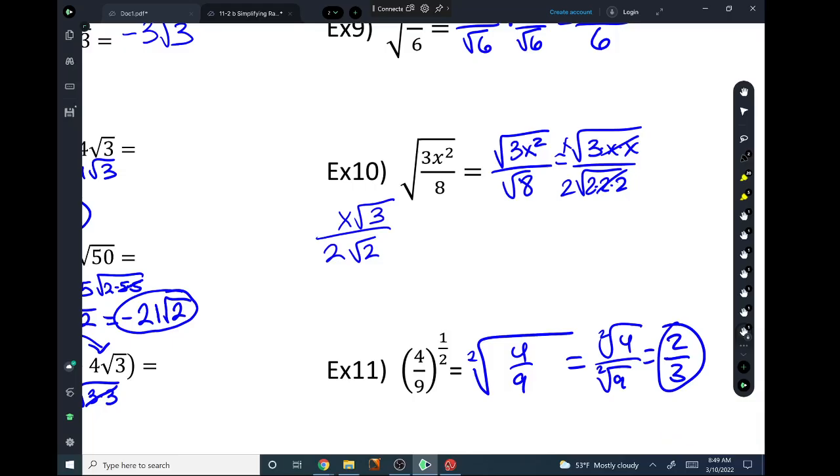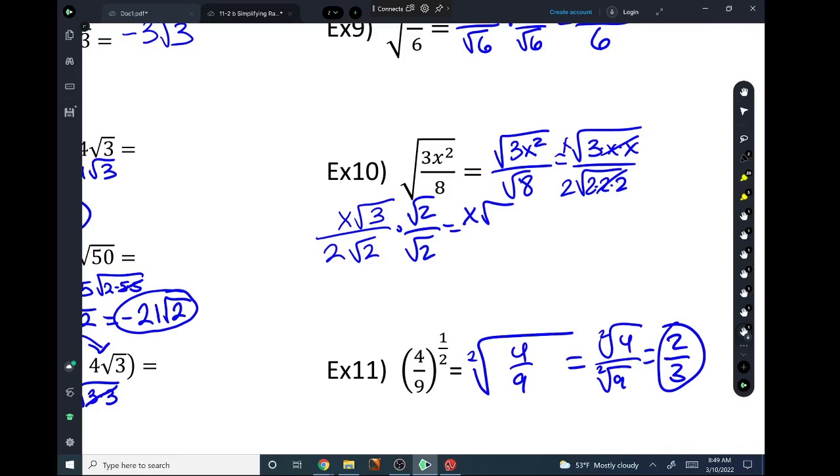Now that may look like it's a good answer, but it's not, because there's still a root on top. So I've got to multiply to get rid of that root. How? Root 2 over root 2. What about the root 3? That's fine. Who cares? So this is x root what?